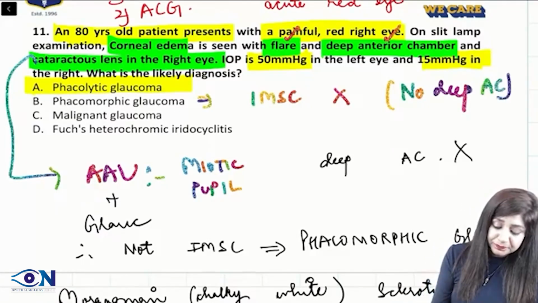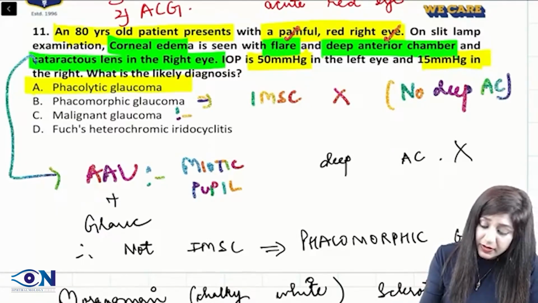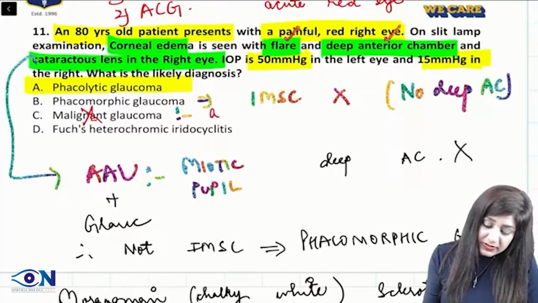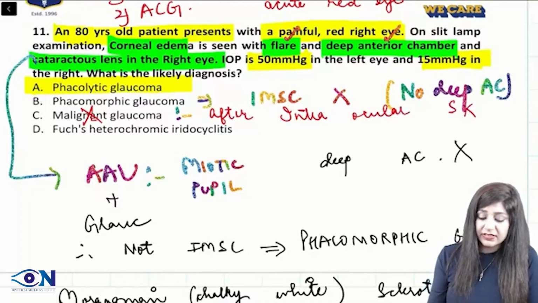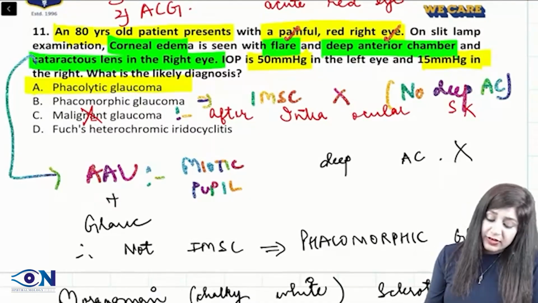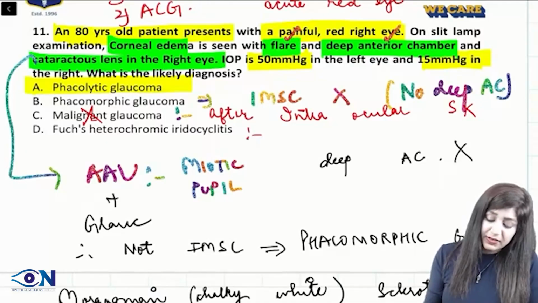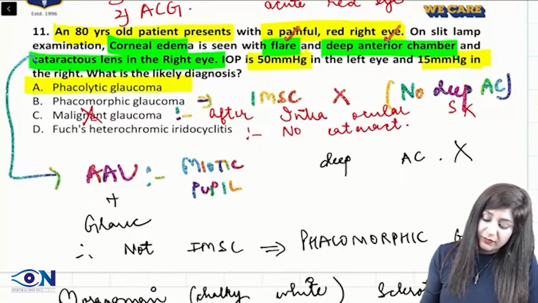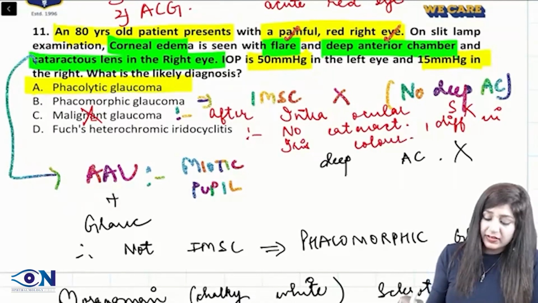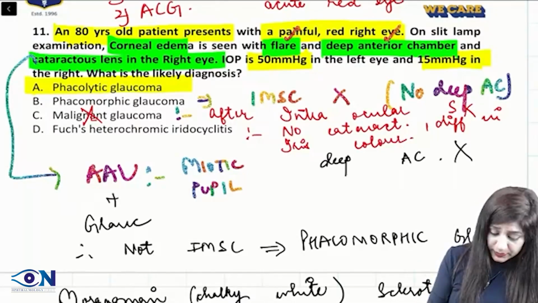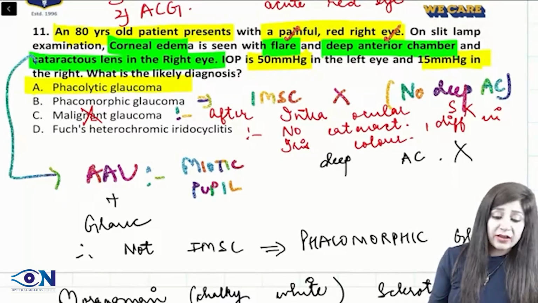Malignant glaucoma cannot be there because this glaucoma takes place after the intraocular surgery. So there is no history of intraocular surgery. Rather, they are saying that there is a cataractous lens. And in Fuchs heterochromic iridocyclitis, there is no cataract here, and rather here we have difference in the iris color of the both sides. That is why it is called as the heterochromic iridocyclitis. So that is clear cut, not an option. So your answer is A. I hope it's very clear.